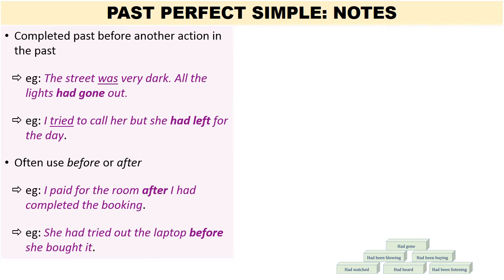Let's look at the next example. She had tried out the laptop before she bought it. In this example, trying out the laptop was the first action, therefore we use the past perfect simple, had tried. The second action, bought, uses the past simple tense. And in this sentence, we use before. Again, this shows us which action happened first and which one second.